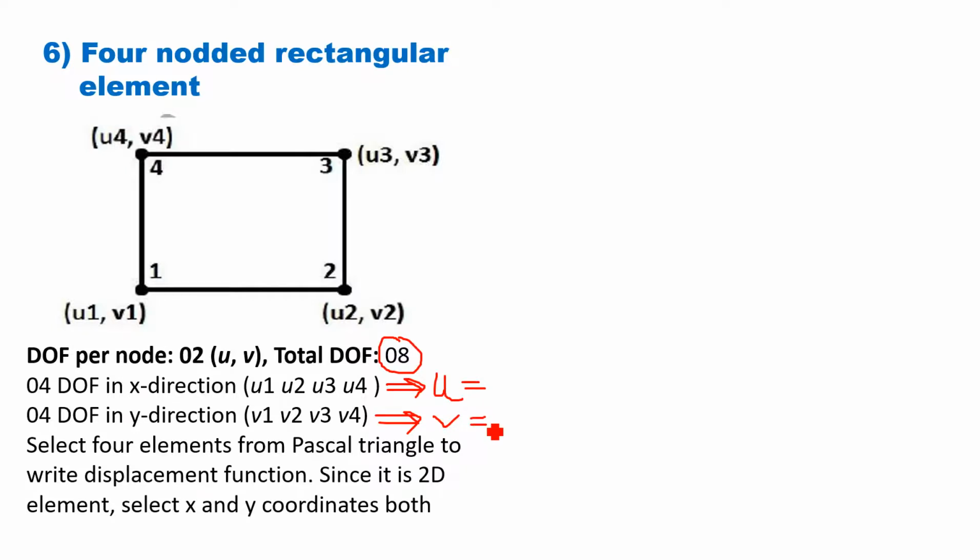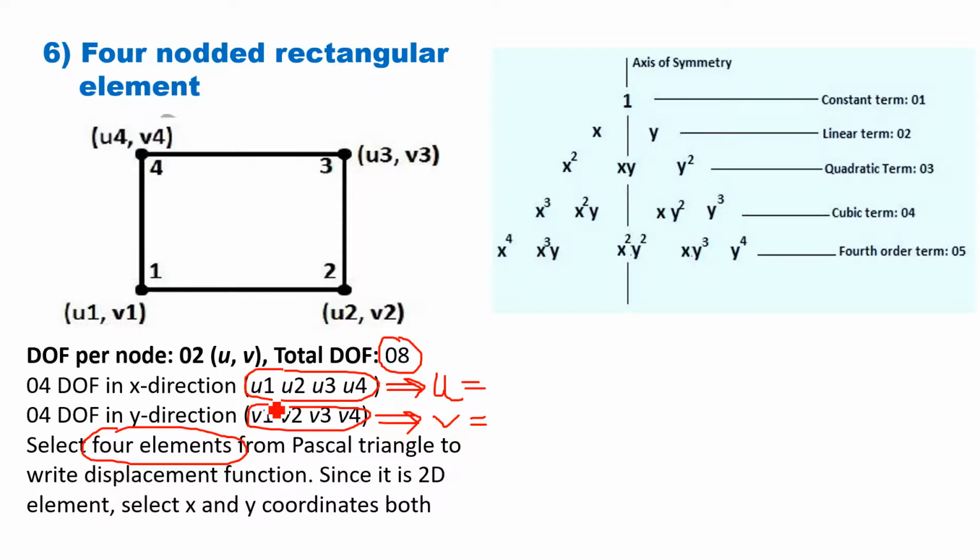So now we have to write down the displacement function for u and v for this 4-noded rectangular element. So we have to select 4 elements from the Pascal triangle now. For u1 to u4 and for v1 to v4, we have to select 4 elements. Now see how to select those 4 elements. 1, x and y. First 3 elements, these are 3. Now we have to select the last one, that is the 4th one.